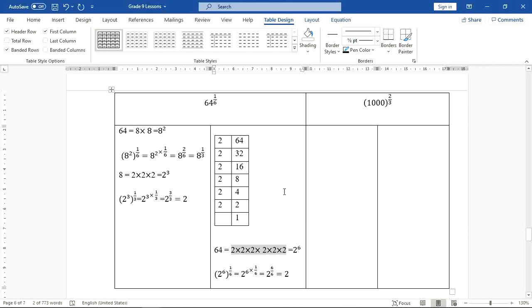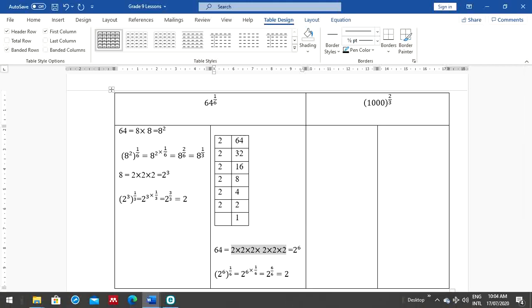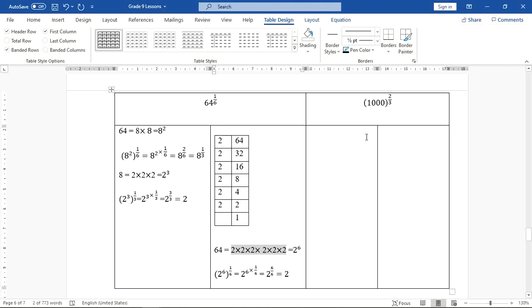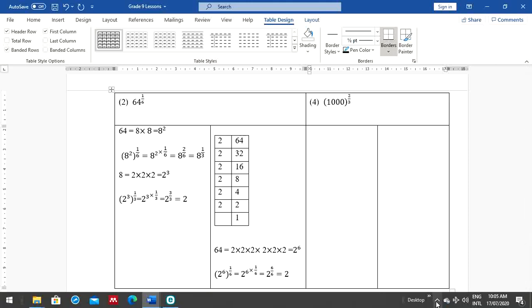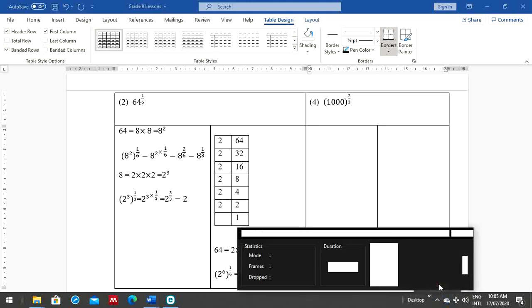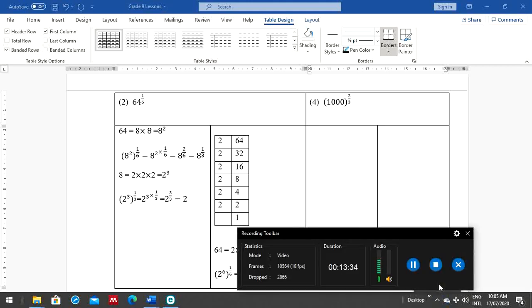Okay, let me see if we have enough time so we can quickly do part number 4. This was number 2. And this was supposed to be number 4. Let's see if we have enough time so we can do part 4. Otherwise, that part 4 you have to do on your own. Let's see. Alright, no, time is not on our side. So this is it for now.